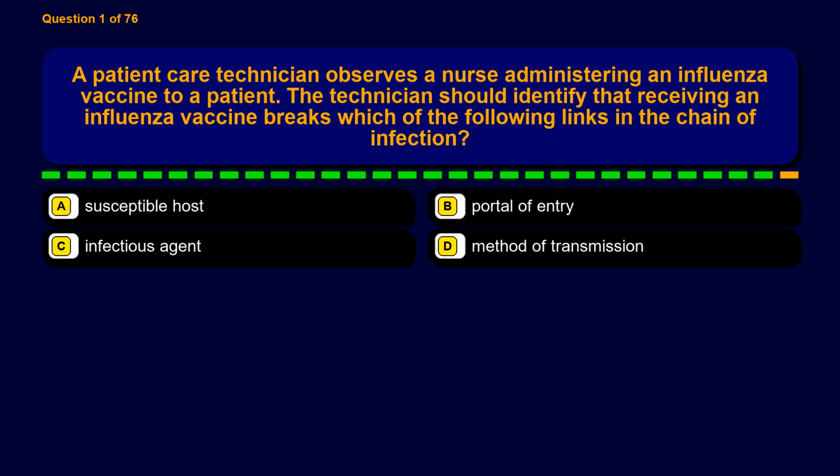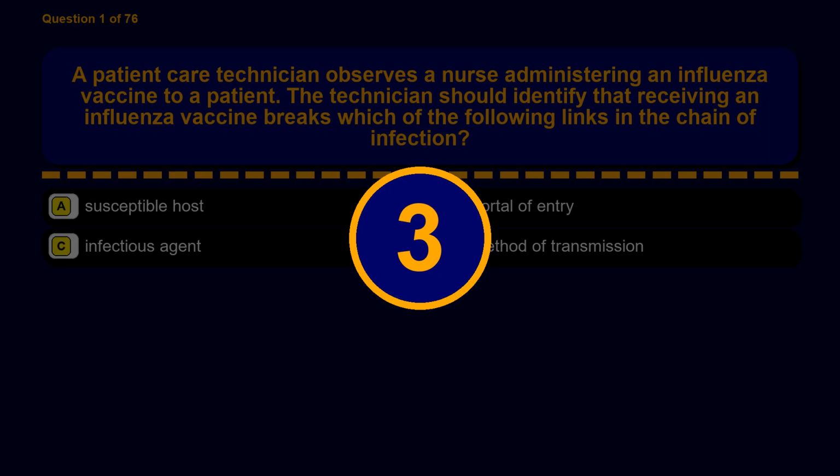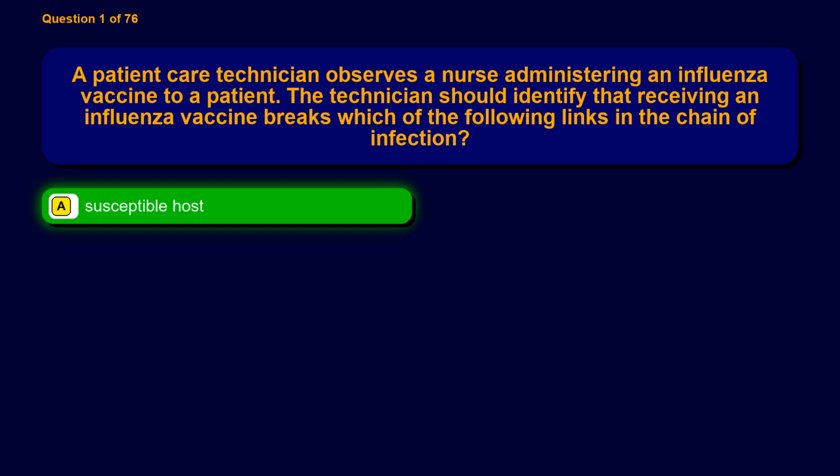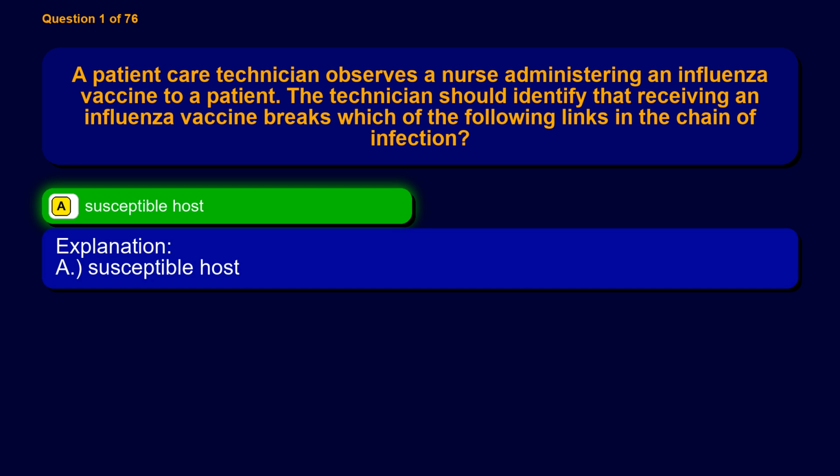Question 1. A patient care technician observes a nurse administering an influenza vaccine to a patient. The technician should identify that receiving an influenza vaccine breaks which of the following links in the chain of infection? Option A, susceptible host. Option B, portal of entry. Option C, infectious agent. Option D, method of transmission. The correct answer is option A, susceptible host.